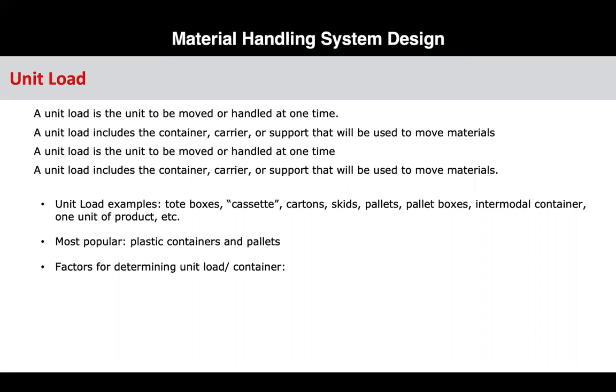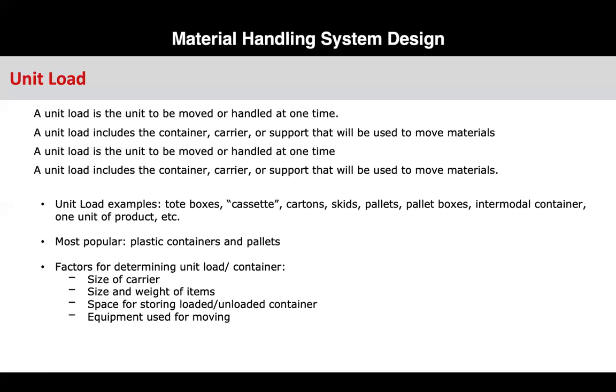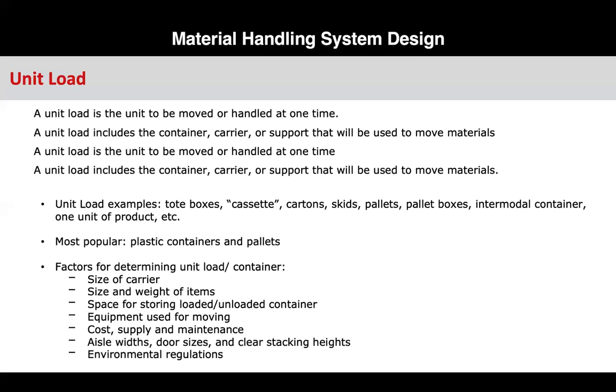So the factors for determining a unit load container: there's going to be the size of the carrier, what kind of box you need, and the size and the weight of the items. Then space for storing loaded and unloaded containers, equipment for moving it, cost, supply, maintenance, your aisle width, store lifts, clear stacking heights, and then of course environmental regulations.